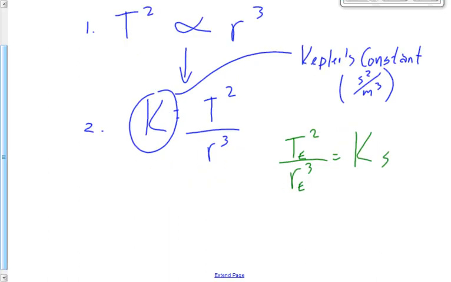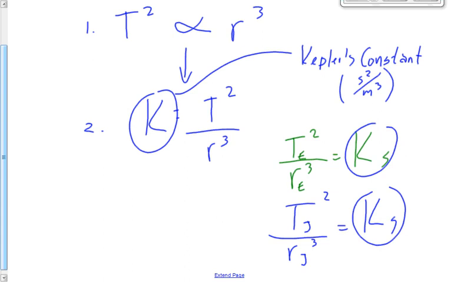If I take t for Jupiter, the period of Jupiter going around the sun, square it, and I take r for Jupiter going around the sun, and I cube it, then I'm going to get Kepler's constant, k, for the sun. These two numbers are the same. So in other words, the square of the period divided by the cube of the radius of revolution of the Earth around the sun is equal to the square of the period divided by the cube of the radius of revolution of Jupiter going around the sun.